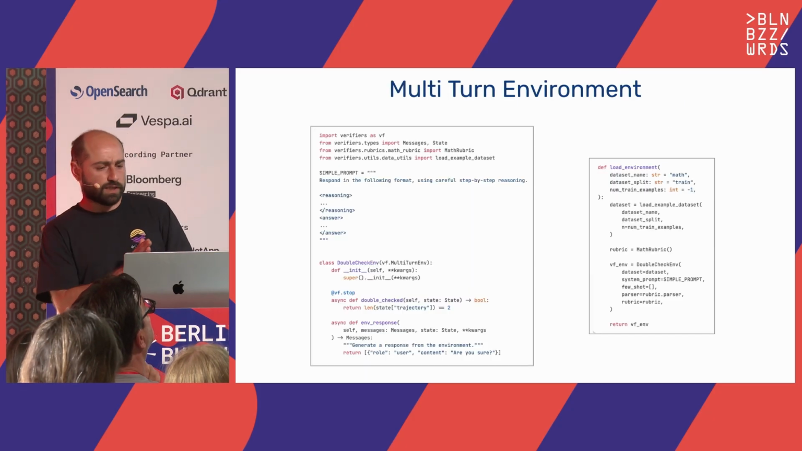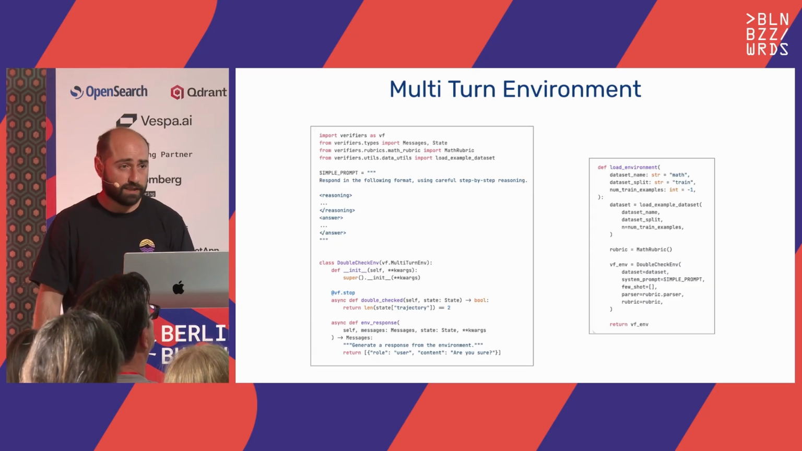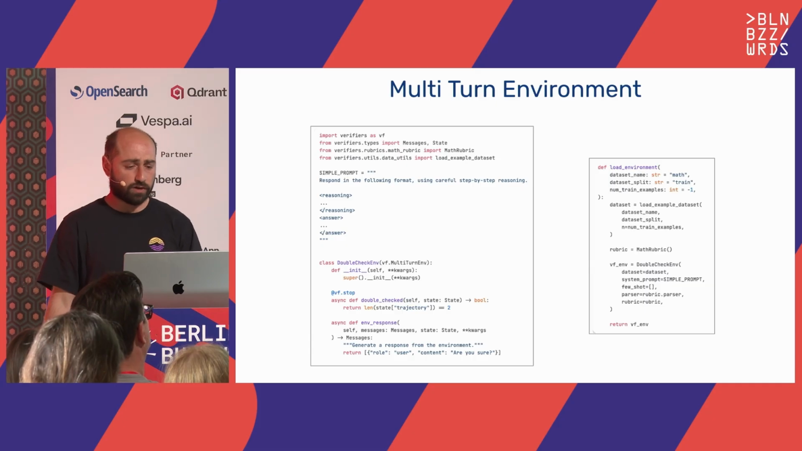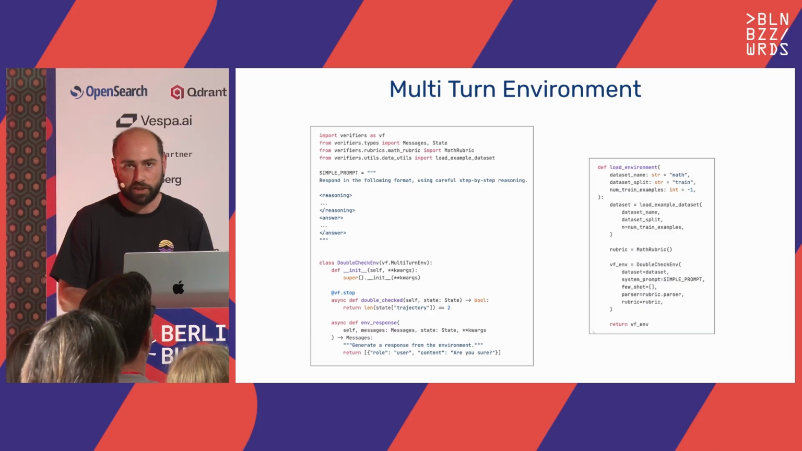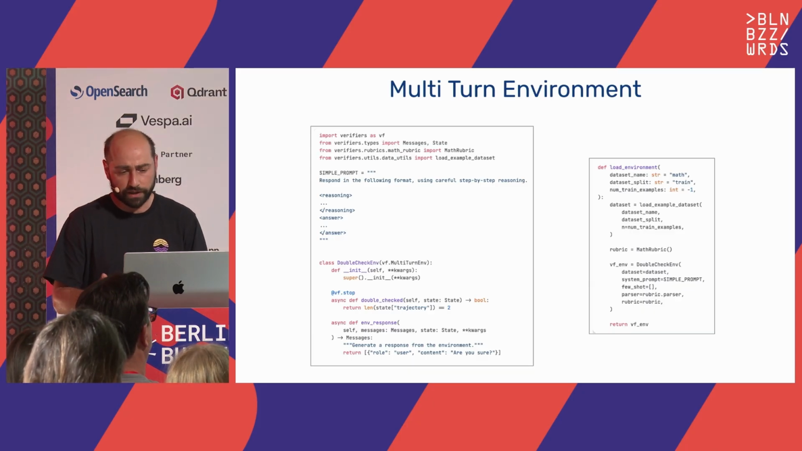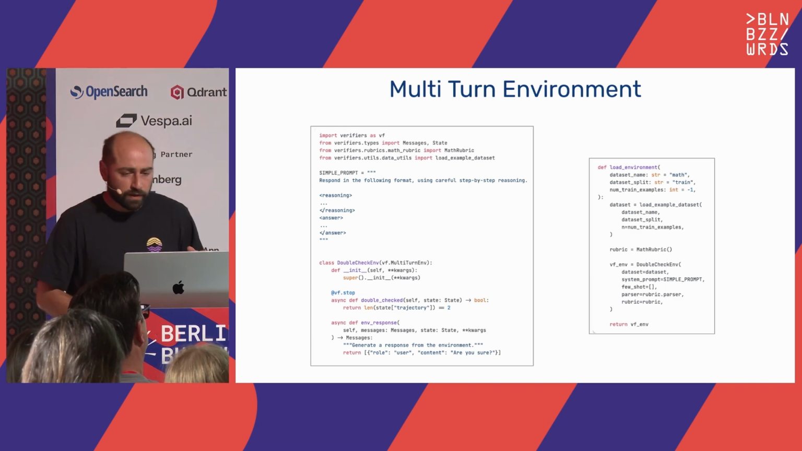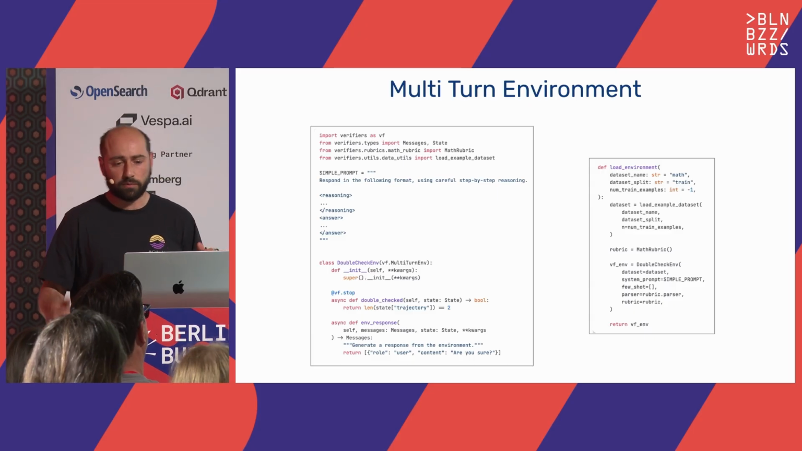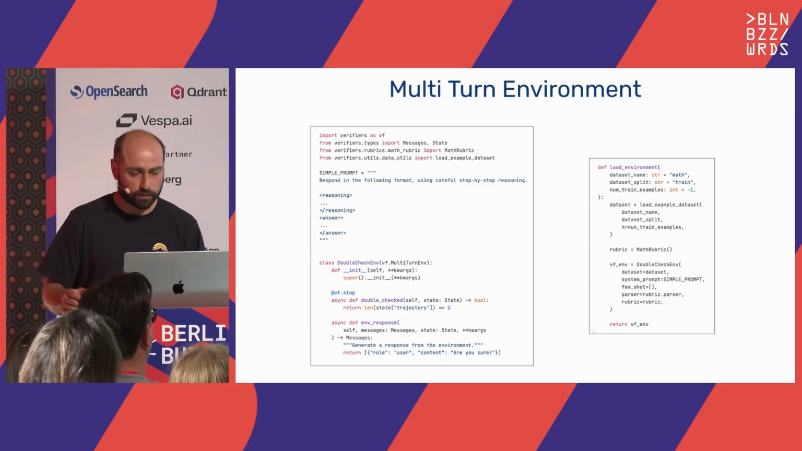Let's now take a look at a bit more complex environment. In this case, we have more than one interaction between the model and the environment. And in fact, here state makes its first appearance, and state is basically a Python dictionary containing information we carry across all the rollout. In this case, the task is that we ask a mathematical question to the model, get a response, and then we ask, are you sure? And we get the final response.